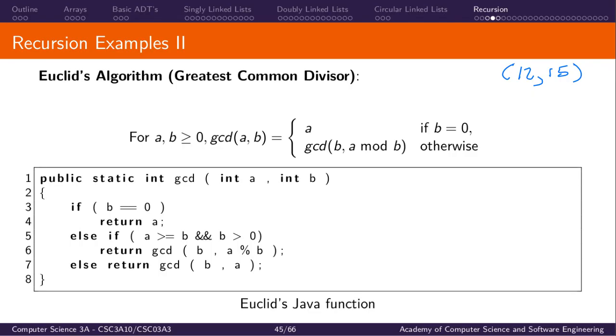So let's apply the method. It says if B is 0, return A. B is not 0. So now instead we call GCD on, and note, now B becomes the first one. Okay, so that's fine. We have 15 now, and we want 12 mod 15. What is 12 mod 15?